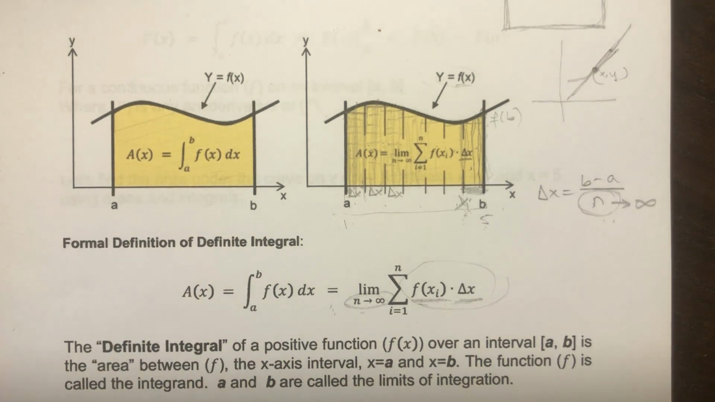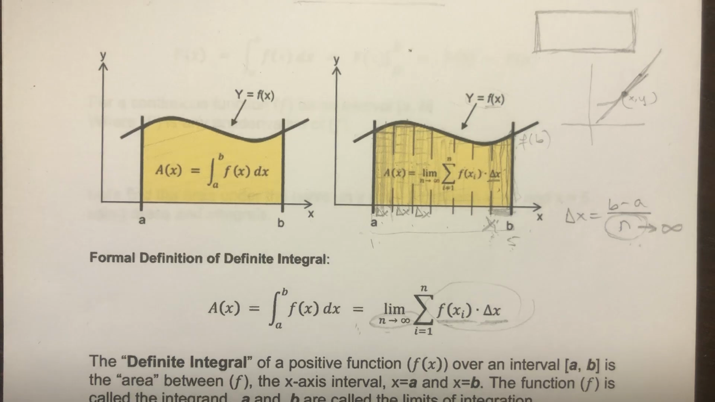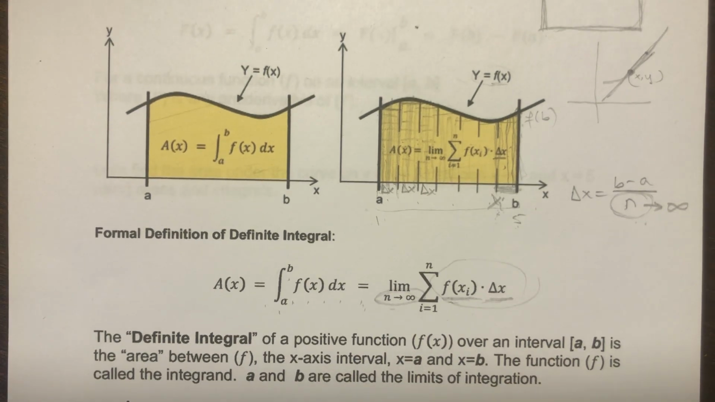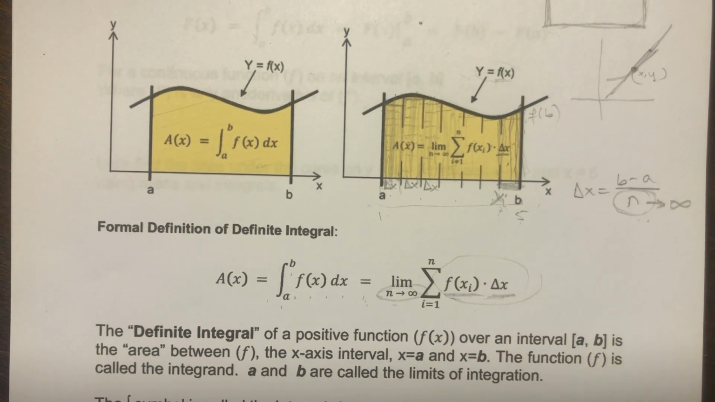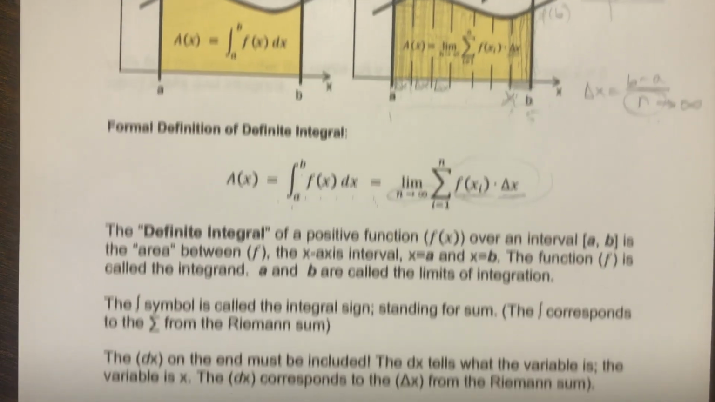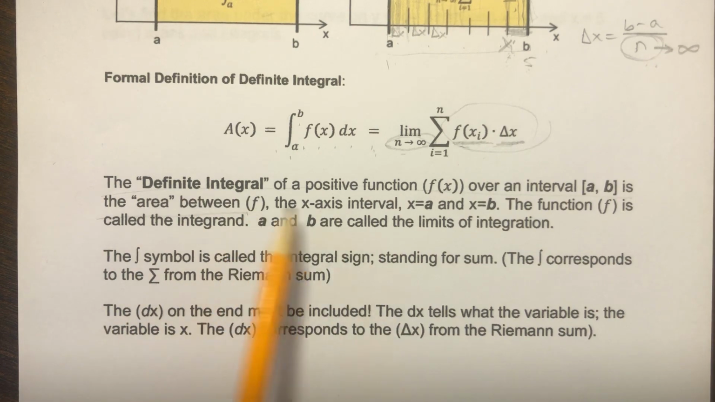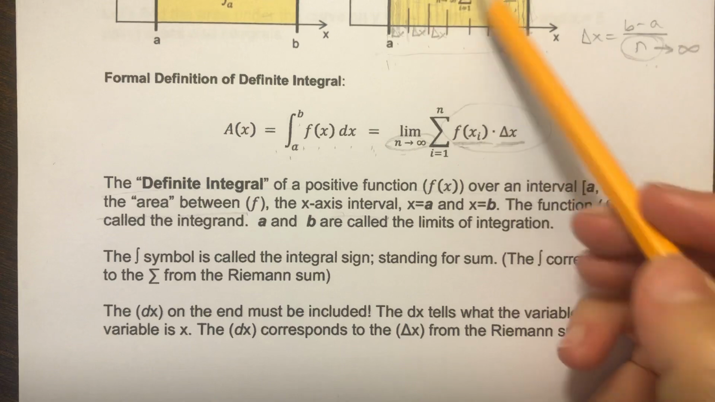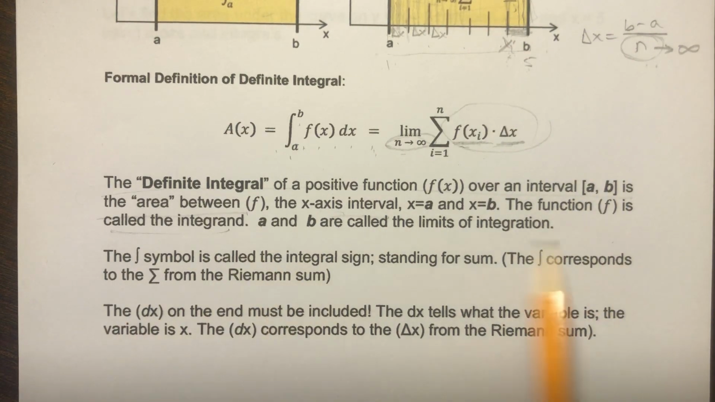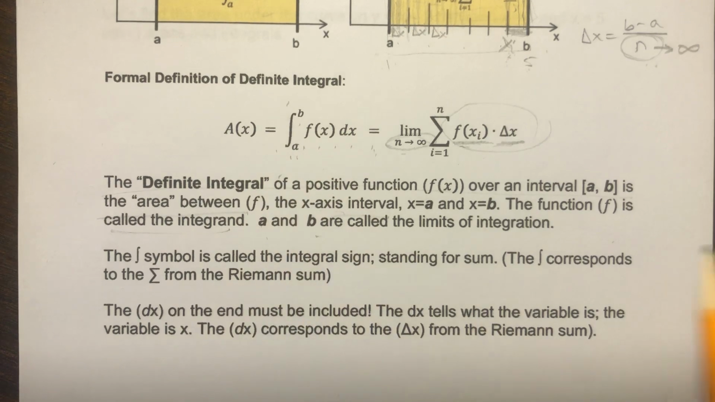Now, it turns out the area under the whole shape, we call it the definite integral. So it's the integral from a to b of f of x dx. Now, sure enough, you have seen this before: the integral of f of x dx. That was the indefinite integral. It turns out that they are one and the same idea. So again, the definite integral is the area between the function and the x-axis, the area under the curve. The function f is called the integrand. A and b are called the limits of integration.